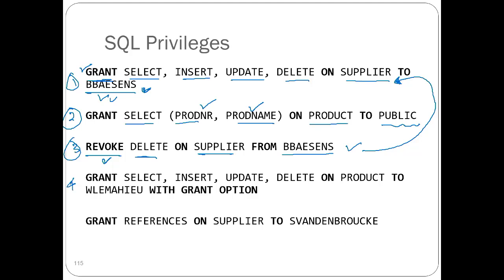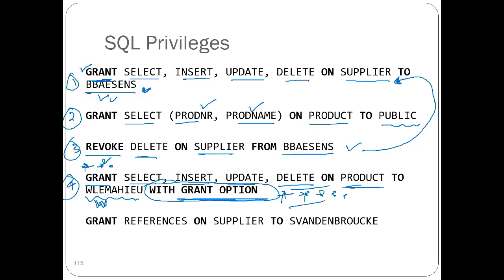Now the fourth one is probably the most interesting one. Let's see how this privilege is being provided. You are granting select, insert, update and delete on product to a user, let's call that W because this name is very difficult, with grant option. So guys, this may be the most important question if I ask anything on the grant. Grant select, insert, update, delete on the table product to the user W with grant option.